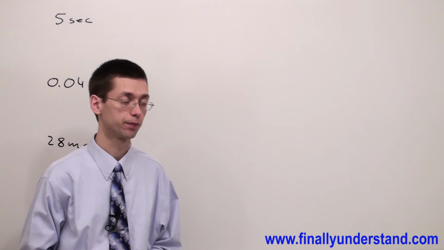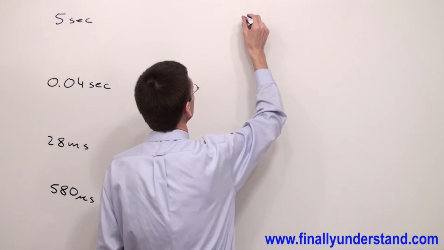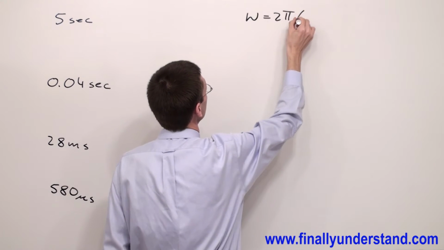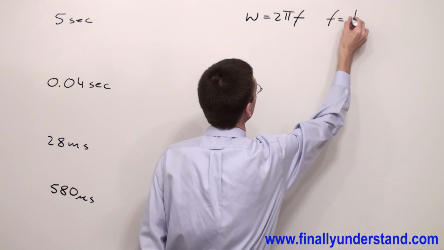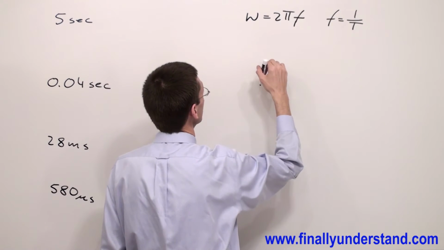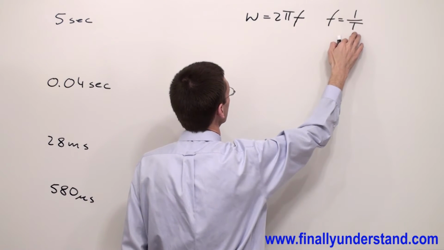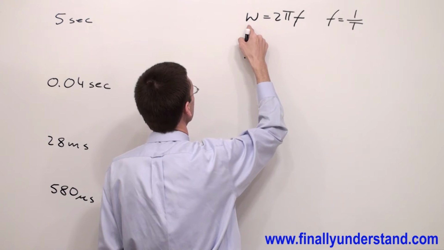This time we're supposed to find the radian frequency or angular velocity for the following periods. We have given periods. The formula for the angular velocity says omega is equal to 2 pi f, where frequency is equal to 1 over period. Because I have given periods, I'm supposed to replace this f by 1 over T. Why? Because I have periods given and I want to find angular velocity, omega.